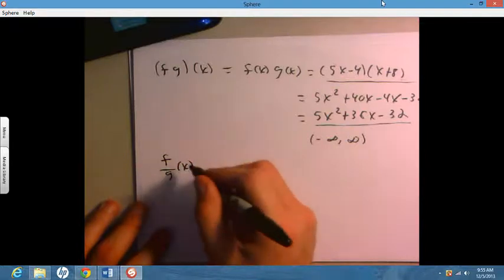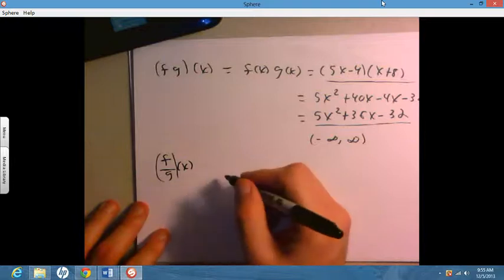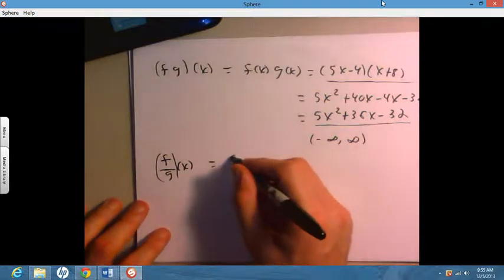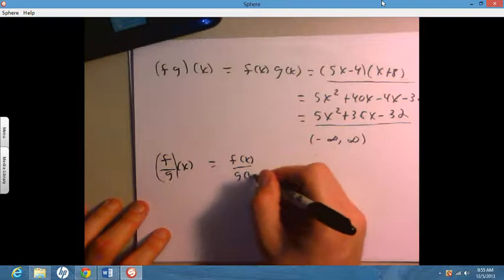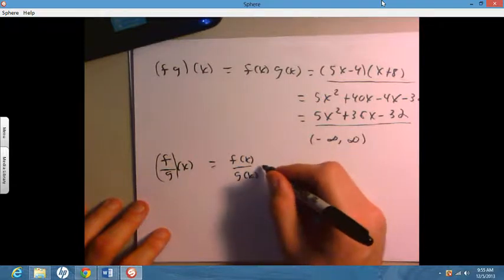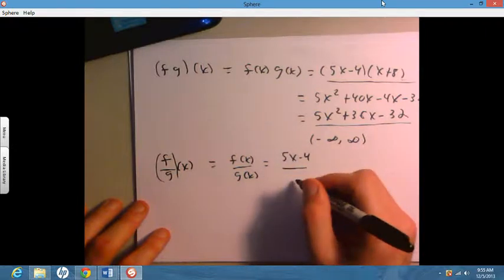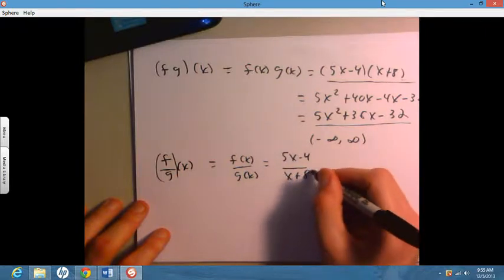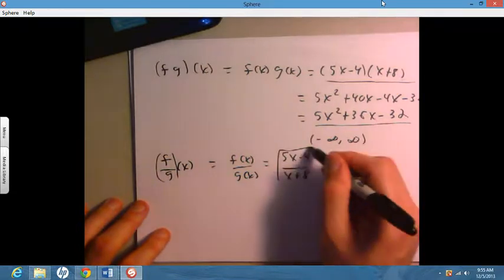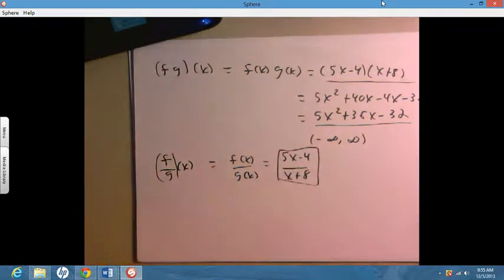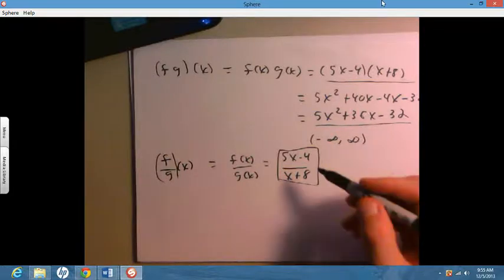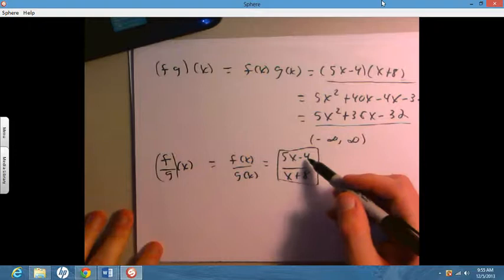Or sometimes you might write it like that, which is equal to f of x divided by g of x. Now, f of x is equal to 5x minus 4, and g of x is equal to x plus 8. Now, that's our final answer, kind of, because we really have to make sure to specify the domain here, because it's not defined everywhere. Now, whenever you have a rational function like the one we do here, in a sense what you do is you have a polynomial in the numerator, you have a polynomial in the denominator.